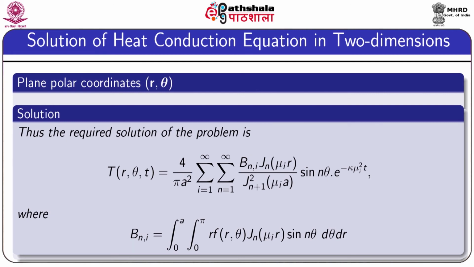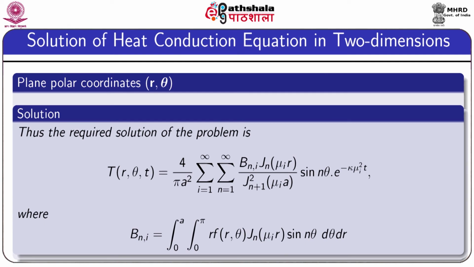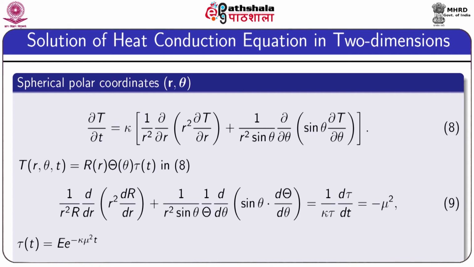Thus the required solution of the problem is capital T equals 4 by π a squared, sum over l, sum over n, B_nl J_n(μ_l r) by J_{n+1} squared (μ_l a) into sin(nθ) e to the power minus κ μ_l squared t, where B_nl is given by the equation which can be seen here. Now I am going to discuss the solution of the heat equation in the spherical polar coordinate system.